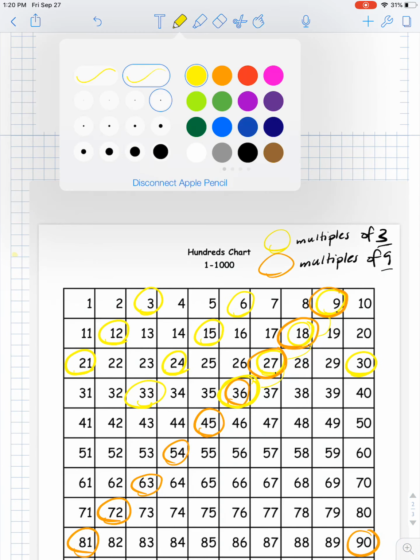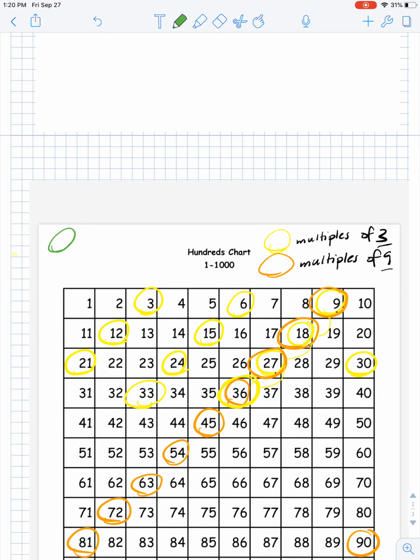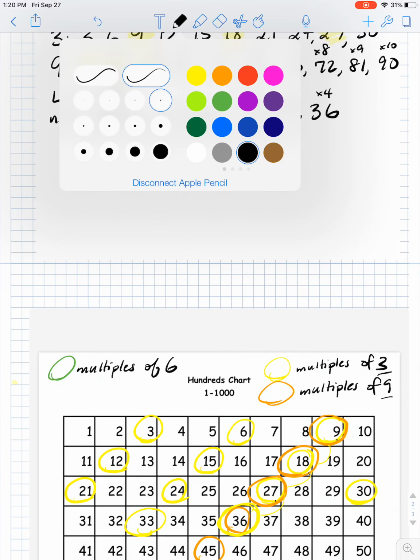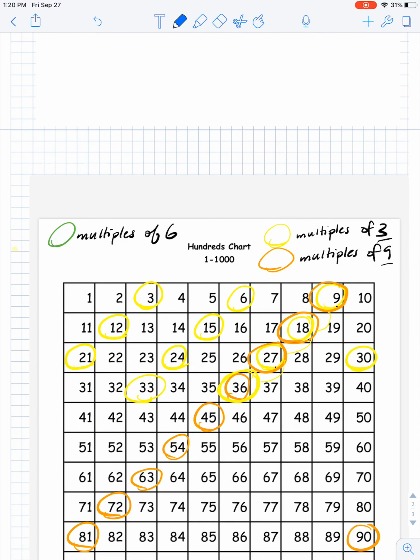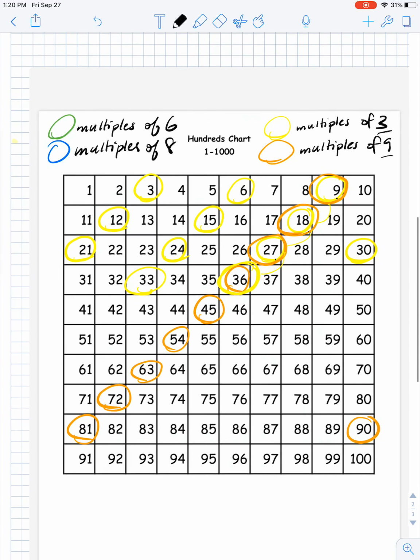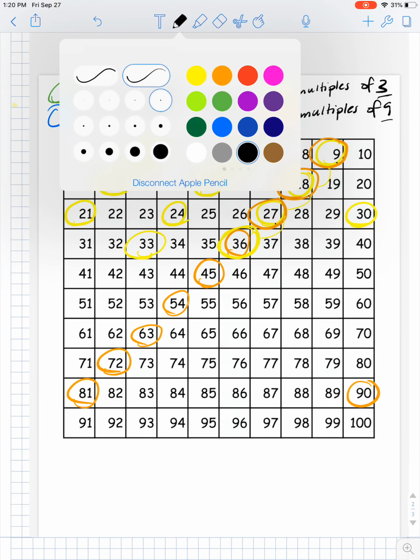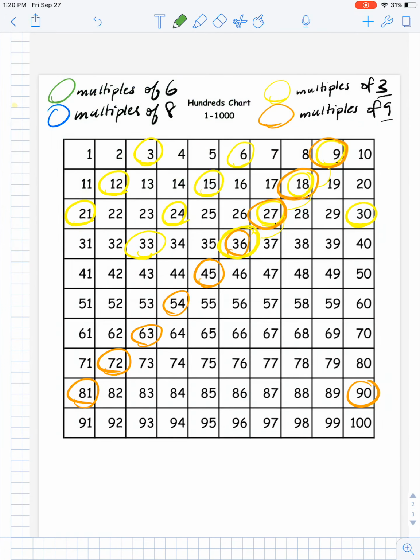Let's use different colors though. Let's do green for multiples of 6, and you can choose different colors if you want. And then let's do blue for the multiples of 8. So again, if you want to pause the recording now and start circling out the multiples of 6 and the multiples of 8 on your hundreds chart, please go ahead and do that. But I'm just going to continue.